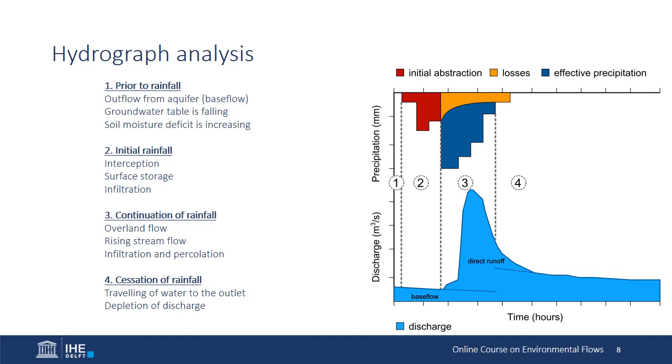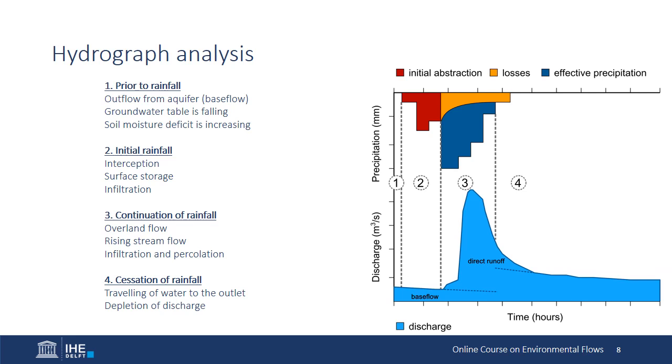So the hydrograph is a direct response of a catchment and the conditions in the catchment to a certain rainfall event. To better understand that relationship between precipitation and discharge, we can split up the hydrograph into 4 phases. Let's have a look at the first phase prior to the rainfall event. All the water which is discharging was already stored in the catchment before the event. So it's mainly coming from the aquifers, which we call base flow. Groundwater table is falling in the catchment and soil moisture deficit is increasing.